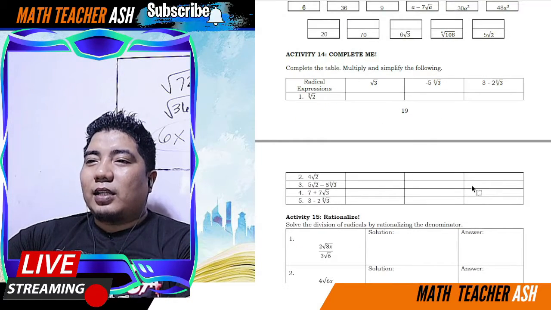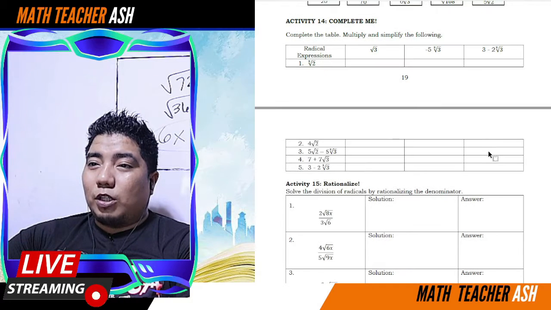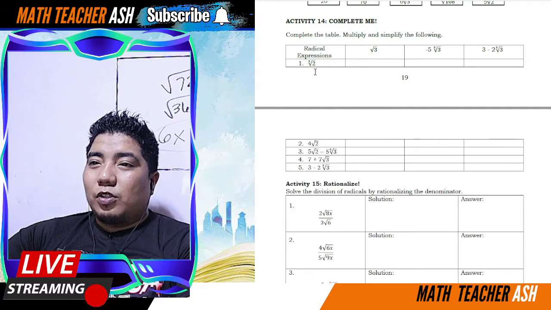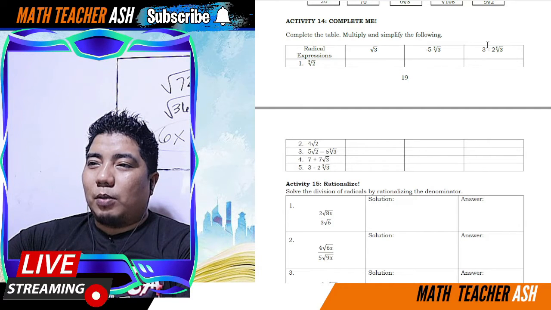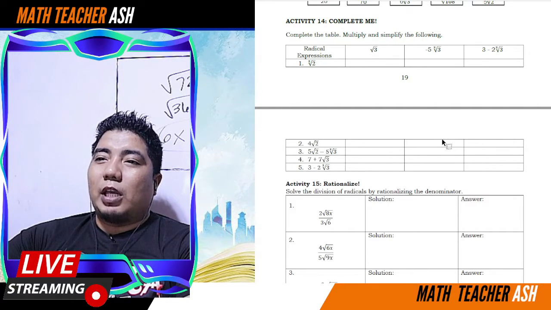And then, in the activity 14, we have the radical expression. Multiply na ito. Okay? So, ito, i-multiply dito, anong sagot? Ito, i-multiply dito, anong sagot? Same goes, ganyan. Okay? Parang nag-multiplication table ka lang.